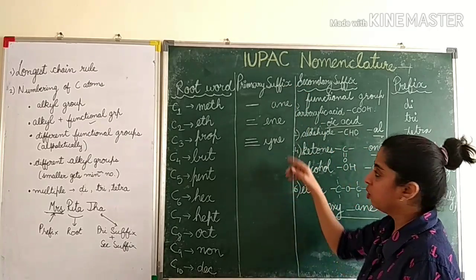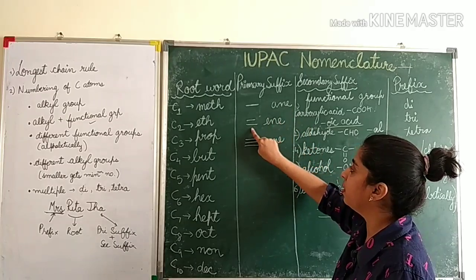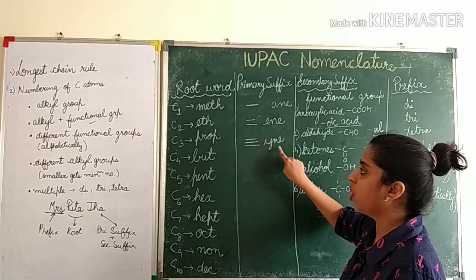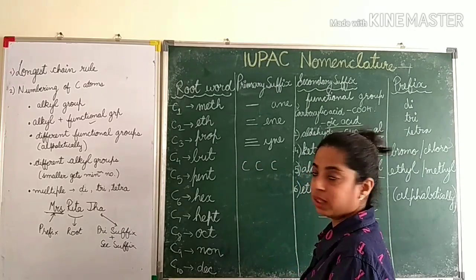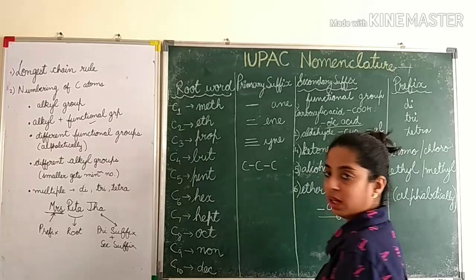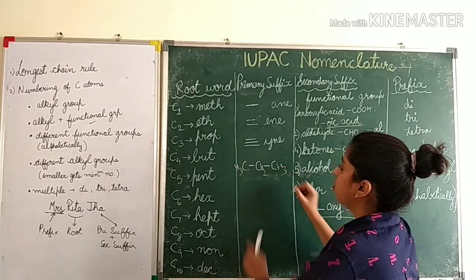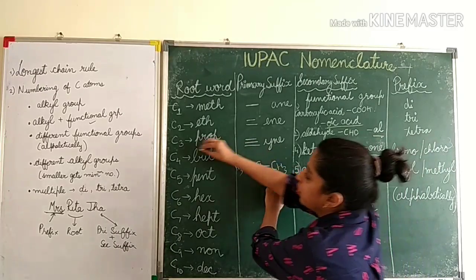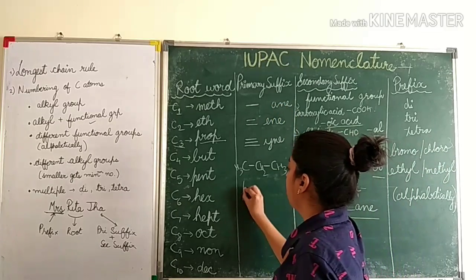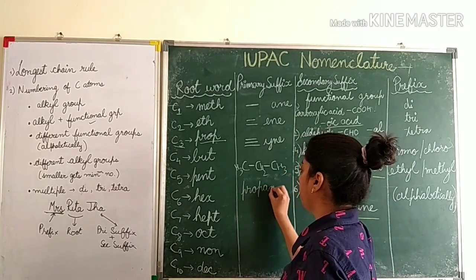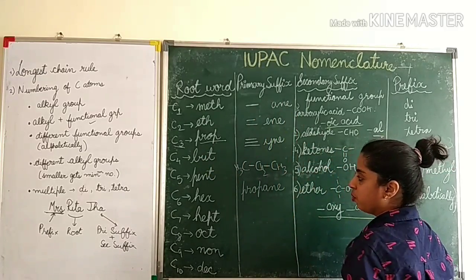Then primary suffix. So कार्बन कार्बन के बीच में जो bonds होंगे, तो अगर single bond होगा तो it will be ane, if there will be double bond ene, and if there will be triple bond it will be ine. So for example, if I take 3 carbon atoms and join them by single bonds and satisfy the valency, 3 hydrogen यहाँ, 2 hydrogen यहाँ, 3 hydrogen यहाँ. So there are how many carbon atoms? 3. So I will say prop, and since there is single bond, so I will say propane. Okay, so this is how root word and primary suffix are used.